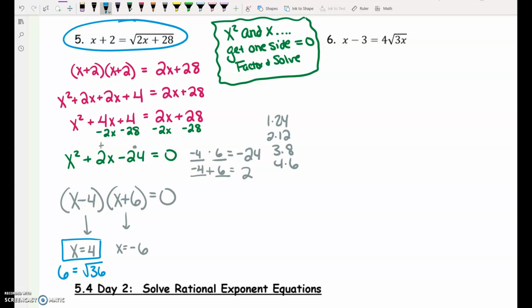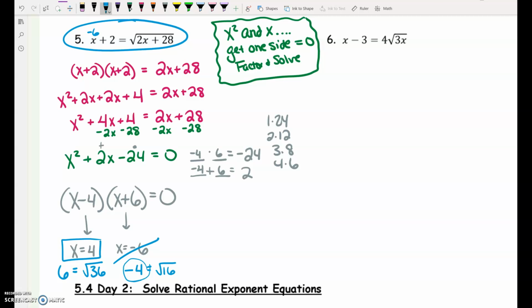Now let's try plugging negative 6 in there. What is negative 6 plus 2? Negative 4. 2 times negative 6 is negative 12. Negative 12 plus 28 is 16. Really, the fact that the left side is negative is the problem. The square root should equal a positive number, so that's your extraneous solution.